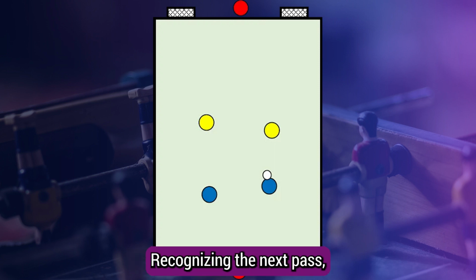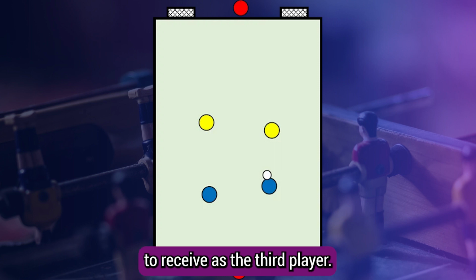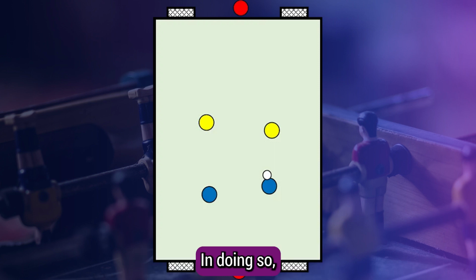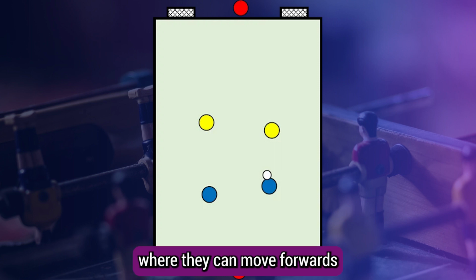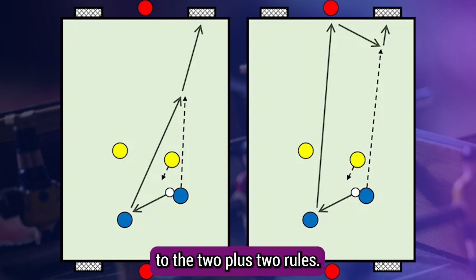Recognizing the next pass. When a player is unable to receive a pass from the player on the ball, they should look to identify opportunities to receive as the third player. In doing so, they should try to find positions where they can move forwards to receive this next pass, and be most effective. Coaching practices.